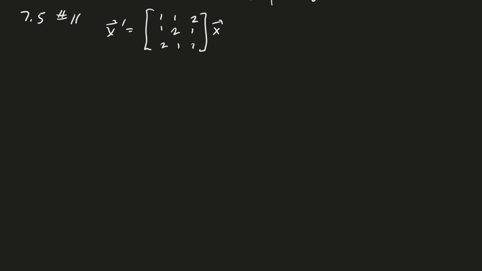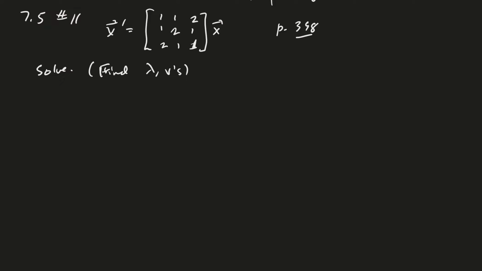All right, so this is 7.5 number 11, which is on page 398. And we have x prime equals the matrix 1, 1, 2, 1, 2, 1, 2, 1, 1, times x. And so we want to solve. Okay, so first we need to find eigenvalues and eigenvectors.